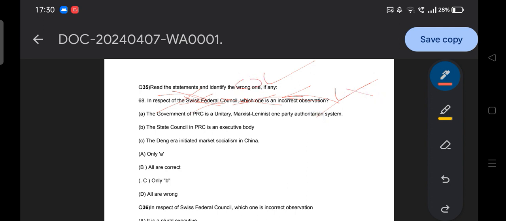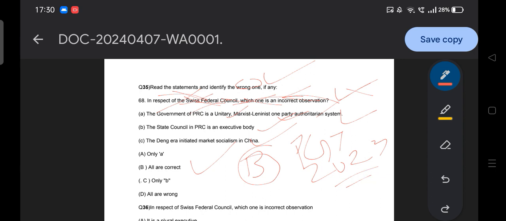Identify the wrong one. The government of the PRC is unitary, Marxist-Leninist, one-party authoritarianism, correct. The State Council in the PRC is the executive body, correct. The Deng era initiated market socialism. Okay, so option B is the correct one. Basically all are correct answers here. It is the PGT paper, if I'm not wrong, the PGT 2023 paper, and it's a comprehensive paper with respect to China.